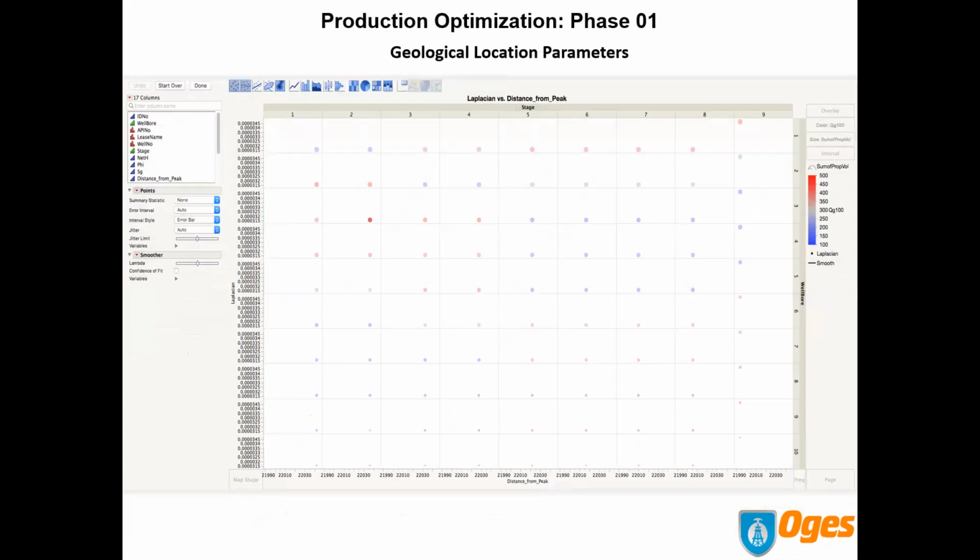Now, what we want to do here is perform a very similar analysis of the geological parameters, right? So we looked at some of the other parameters. Now we're looking at Laplacian and distance from the anticlinal peak by stage and against cumulative production. So the gas production again is represented here. So we're looking for red dots. We're very interested in the red stuff.